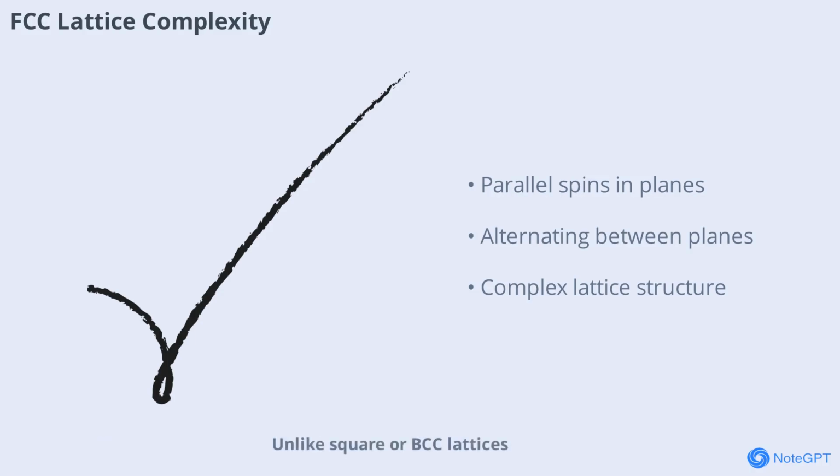The face-centered cubic (FCC) lattice presents a more complex scenario. Unlike square or BCC lattices, FCC structures cannot be simply split into two sublattices. Instead, spins are parallel within certain planes, specifically those normal to the 111 axis, but alternate in sign from one plane to the next. This intricate arrangement leads to unique magnetic behaviors and challenges for scientists studying these materials. FCC lattices are common in metals like copper and nickel, making their magnetic properties especially relevant.